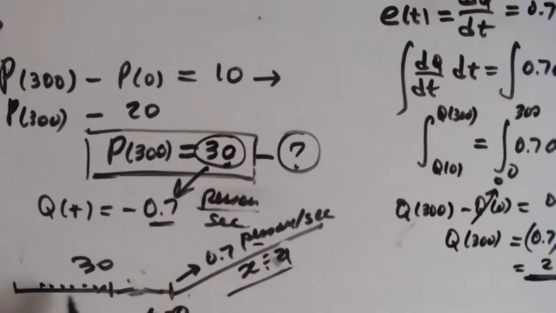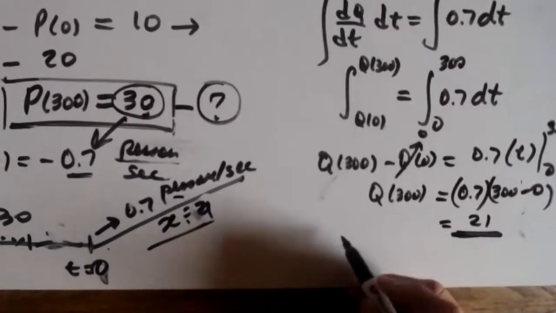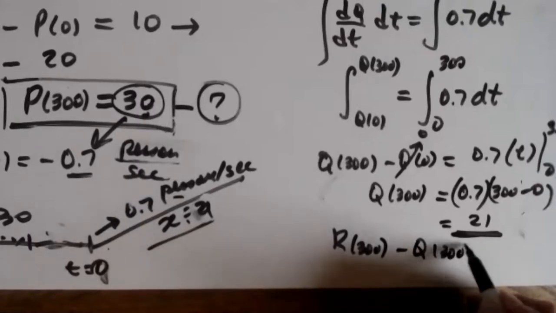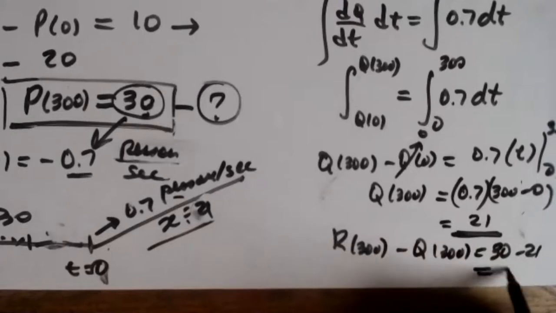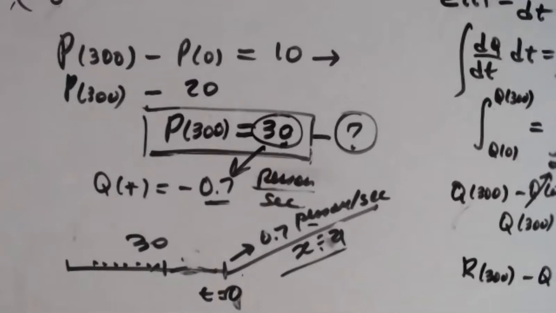So in the 300, you have 30 people here. During those 300, you move 21. How many do you have at the end? 9. Correct. So you have R 300 minus Q 300, which is 30 minus 21, 9. Yeah, this problem is kind of weird, correct? So is everybody understanding the reasoning?